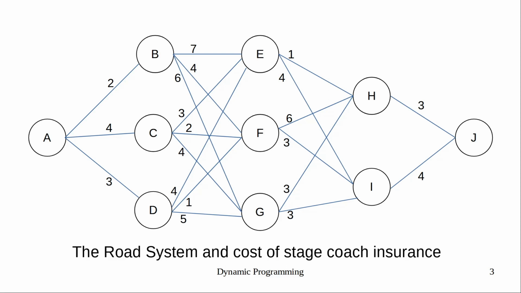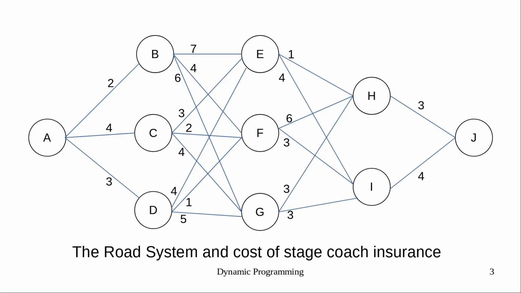So the classical Stagecoach problem shows it all, where the fortune seeker wants to go from A to J. Going from A to J, he has to go through cities B, C, D, E, F, G, H, I. That is, from A, he could either go to B, C or D. And from either B, C or D, he could go to E, F or G. And from E, F, G, he could go to city H or I. And from H and I, he has only one option, which is to go to J.